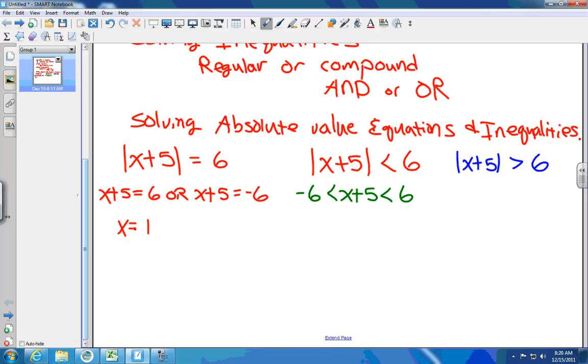So you would split that one up by writing x plus 5 is greater than 6, or x plus 5 is less than negative 6. So that one's kind of similar to the equations problem. At least 2 of those are on your test. So you'll have to know all 3 of them in order to get it right. But there are 2 of those type of problems on.